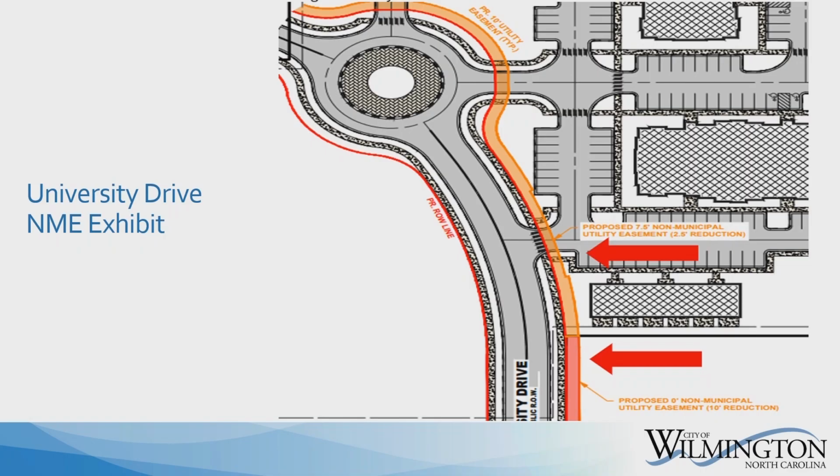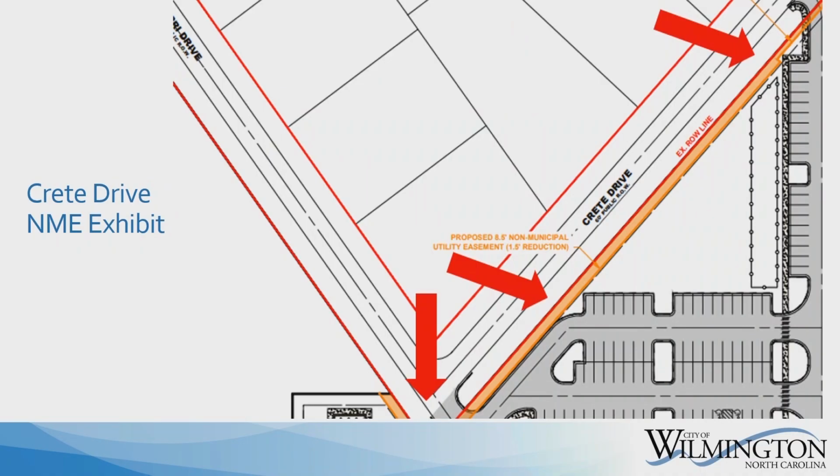The applicant is proposing to eliminate a portion of the non-municipal easement along University Drive and is proposing a 7.5-foot width along the remainder of the non-municipal easement along University Drive, which is shown in the current exhibit. A non-municipal easement width of 8.5 feet and 4.5 feet is proposed along the Crete Drive right-of-way, which is indicated in the exhibit before you. The applicant has provided justification for the request in attachment 3 of your package.